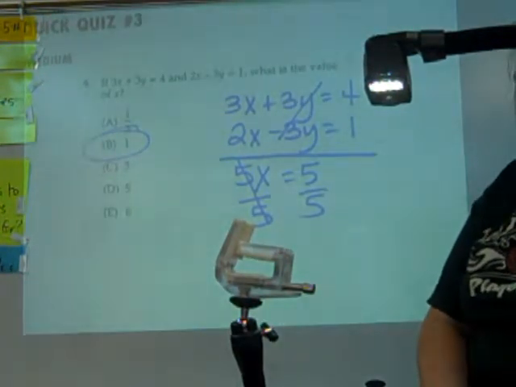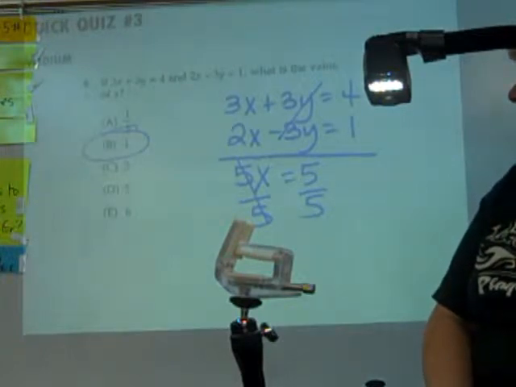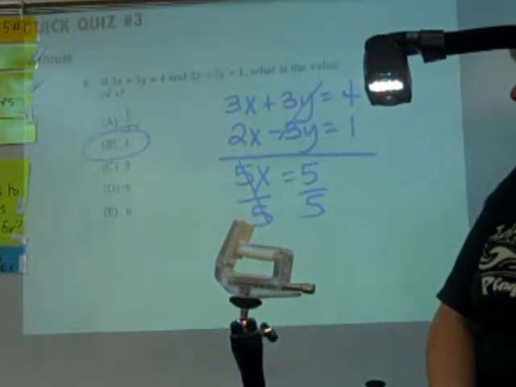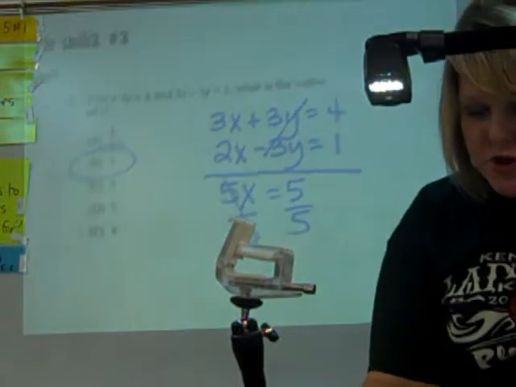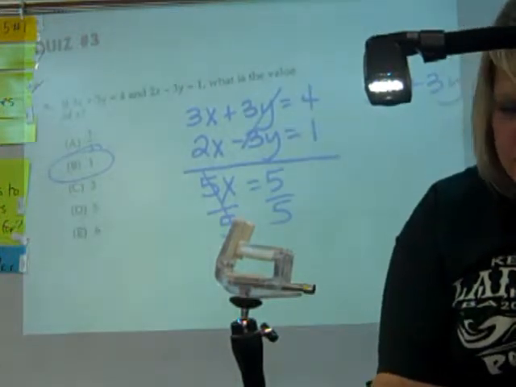Oh. Good top line. I subtracted it and got x equals 5. You subtracted what? The two equations. All right, Lauren. If you subtract the two equations, shut up.